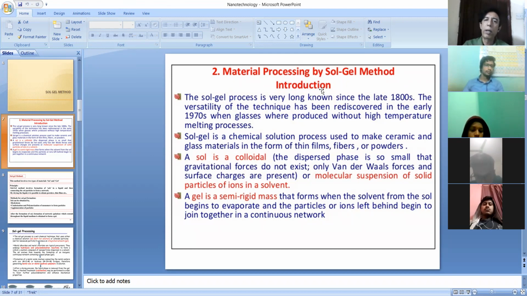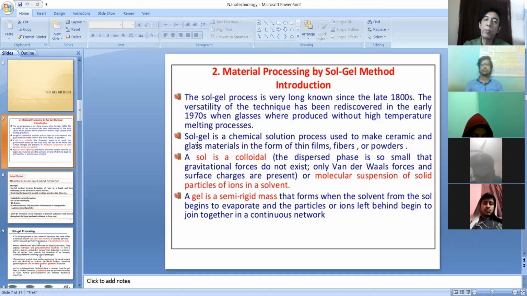So in 1970, when glasses were produced without a high melting temperature, a glass is made with a temperature of above 1500 degrees centigrade. But in this sol-gel process, glass can be made with a very low temperature. This is a different thing, but this is actually a very old process.